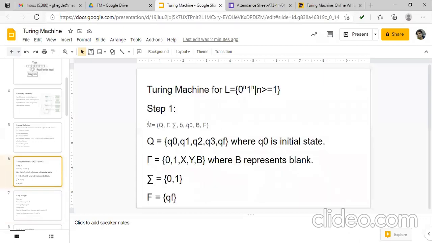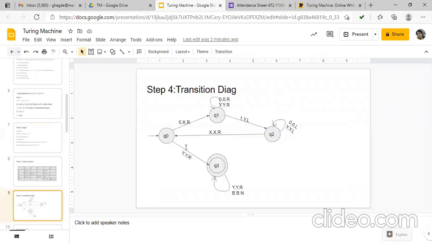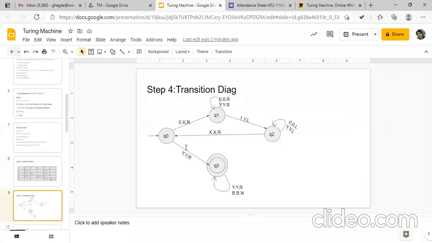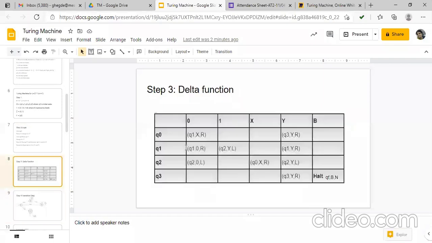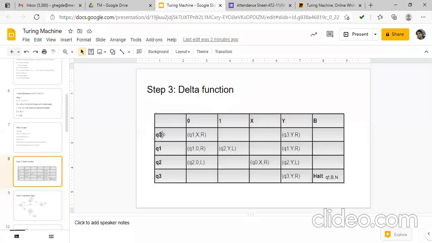Step 1, define all the tuples. Step 2, write the logic. Step 3 and 4 can be interchanged. अब पहले स्टेप 4 ट्रांजिशन डायग्राम लिख के फिर स्टेट डायग्राम लिख सकते हैं. Okay, how to represent the state table after drawing the transition diagram. See, the representation यहाँ पर तो सेम है, Q0, Q1, Q2, Q3, that is all your states. यहाँ पे Q3 लिया है instead of final state QF.